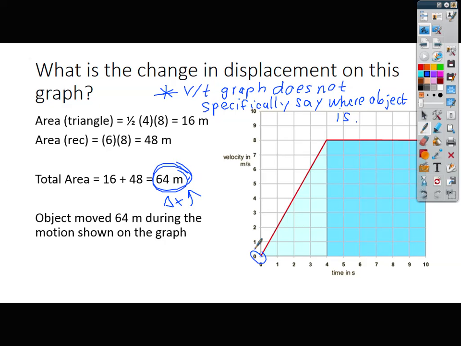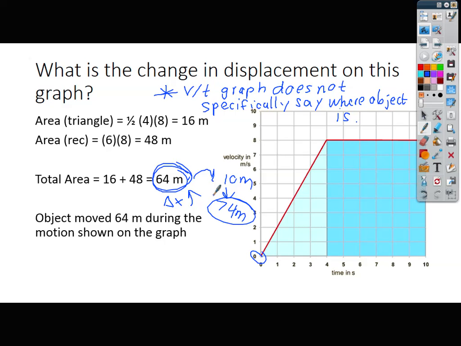So a lot of problems often go, you start at x equals 10. Based on this graph, where are you going to be after the 10 seconds? So when you find 64, that's usually a choice on a multiple choice, but that's not the official answer. You've moved 64 meters from 10 meters. So where are you now? 74 meters. And so forth. So be aware of that.